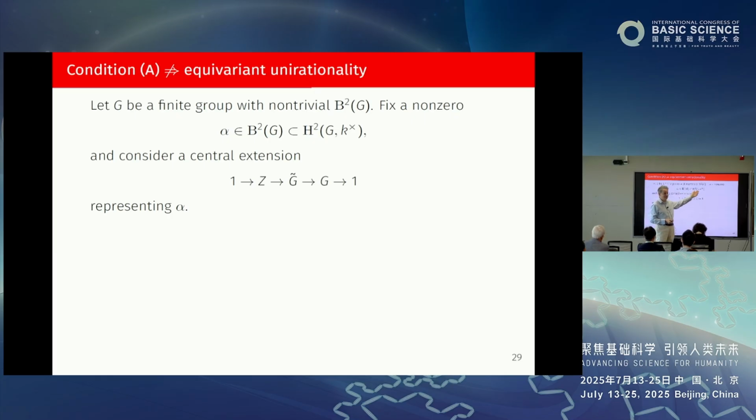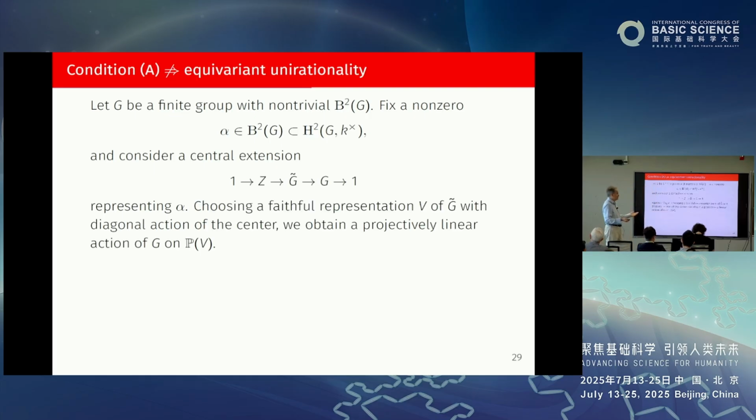Now, what are Bogomolov multipliers? It's some class in H2. Well, there will be a central extension of your group, a cyclic central extension. And then we just pick a faithful representation of that extension with the property that the center acts diagonally in this representation. You can cook up such representations. And then you projectivize. So that will give you a projective linear action of the group G on projective space.